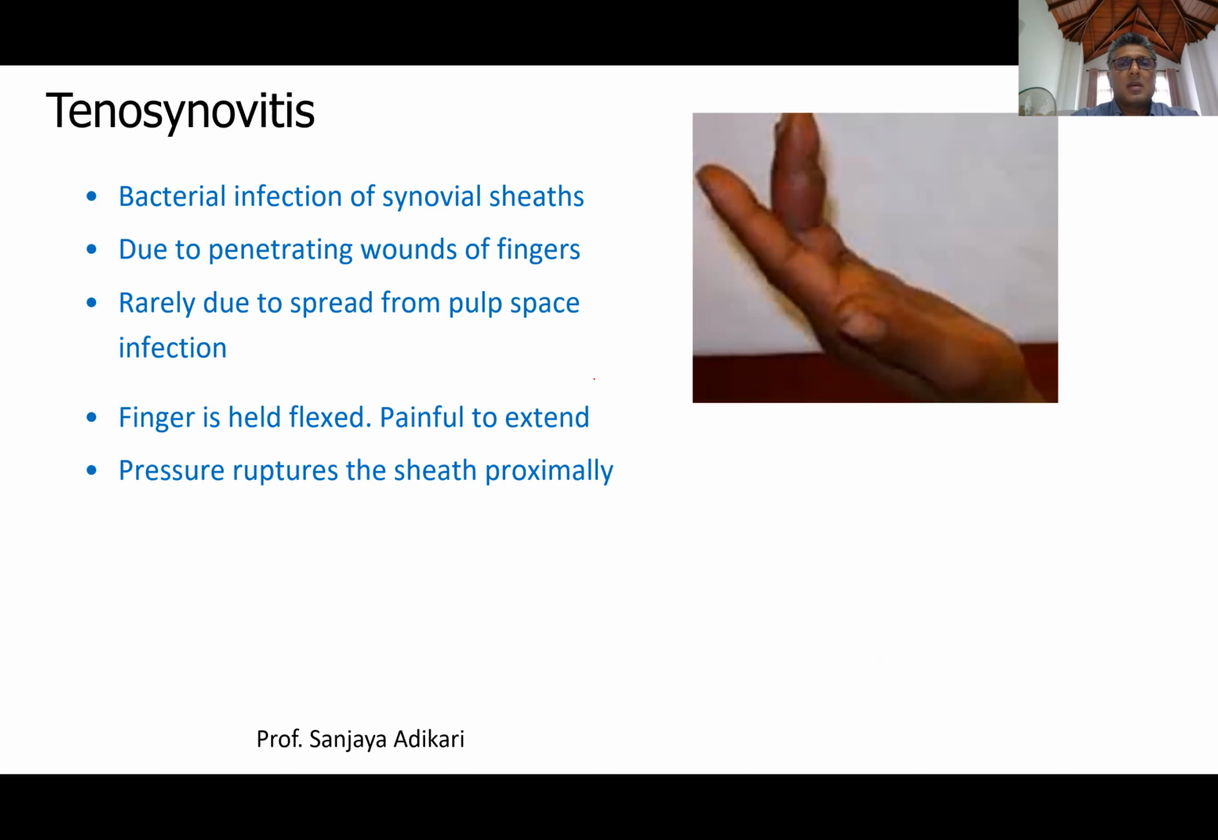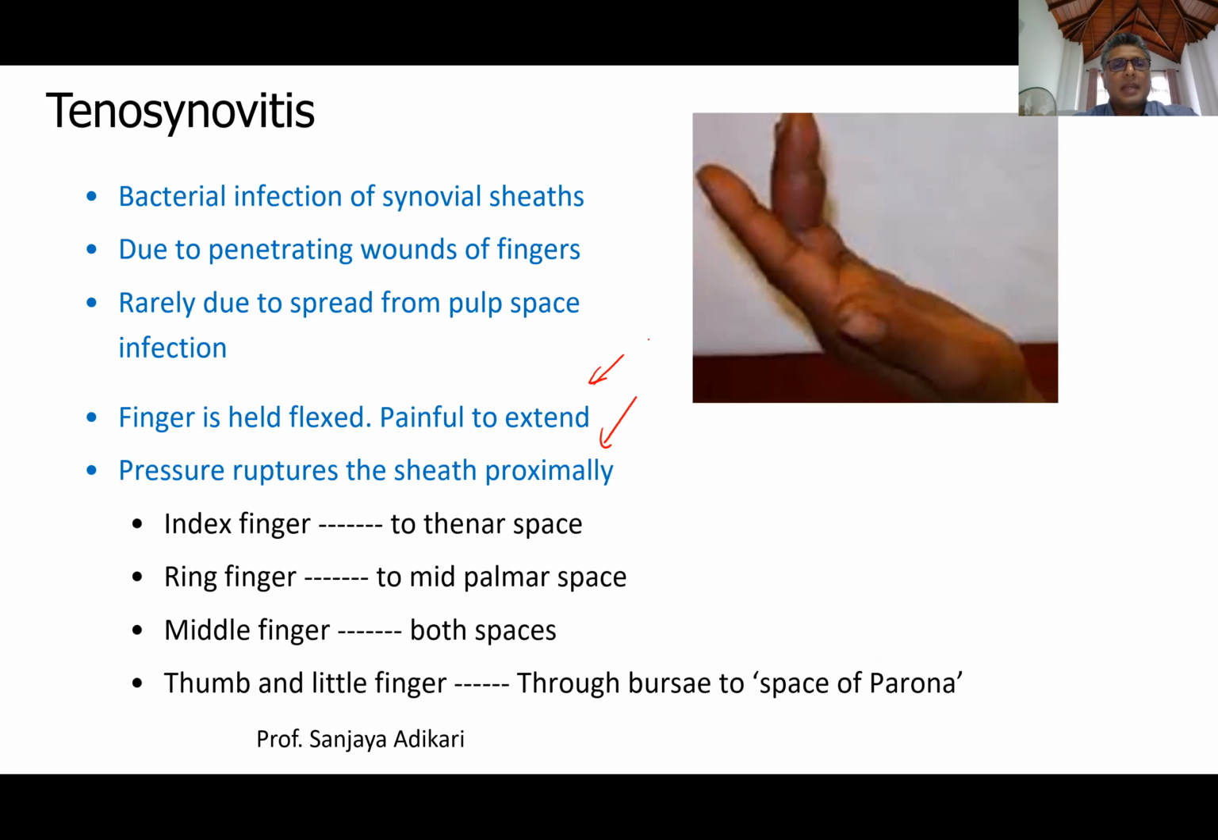Now all these clinical points you can go through later, but theoretically, if you get tenosynovitis of the index finger, it spreads first into the thenar space, because the tendon synovial sheath of the index finger and the thumb lies above the thenar space. So it can rupture into the thenar space proximally. And infection of the ring finger will go into the mid-palmar space.